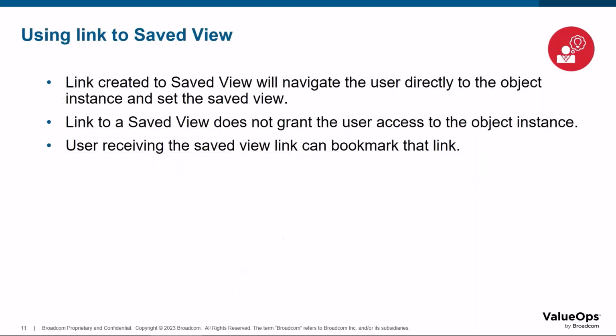Once the link is created to a saved view, the user that uses the link to navigate will go directly to the object instance and set the saved view to wherever the link was generated from. The link to a saved view does not grant the user access to the object instance. This means generating a saved view link is not allowing you to bypass any security rights. The user will still need access to the object, the navigational rights, and so on. Without those, the user will not be able to get to the saved view.